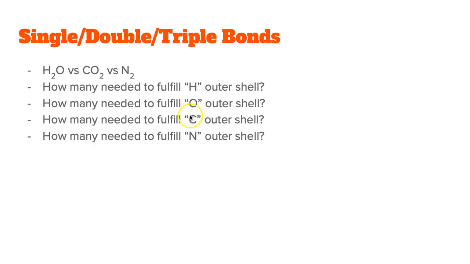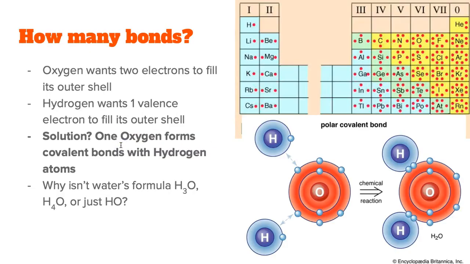And then if we look at carbon and nitrogen, here carbon is on the fourth column, right? So it's going to need 4 more in order to get to 8 valence electrons. And then we look at nitrogen here. It has 5, so it needs 3 more to get to 8 valence electrons. And that's really important, right? All over nature, you're going to see carbon bonded to 4 things, and nitrogen bonded to 3 things, and oxygen bonded to two things.